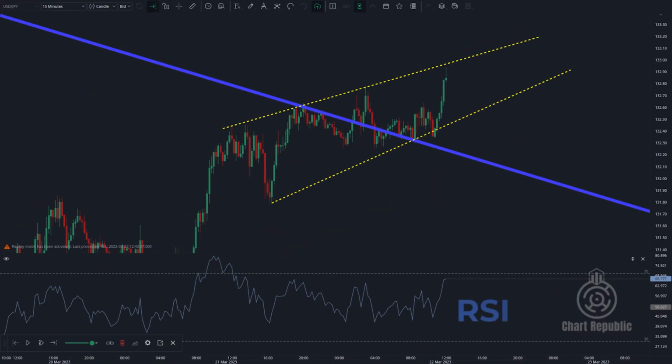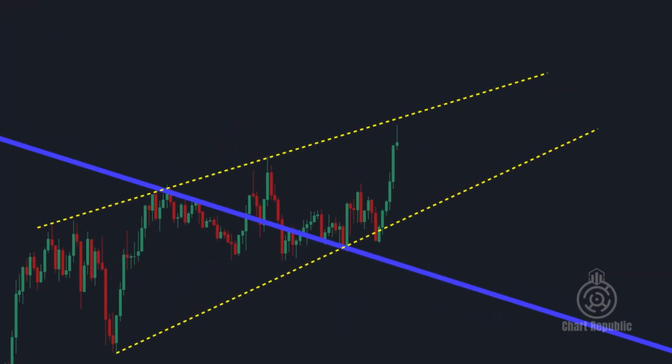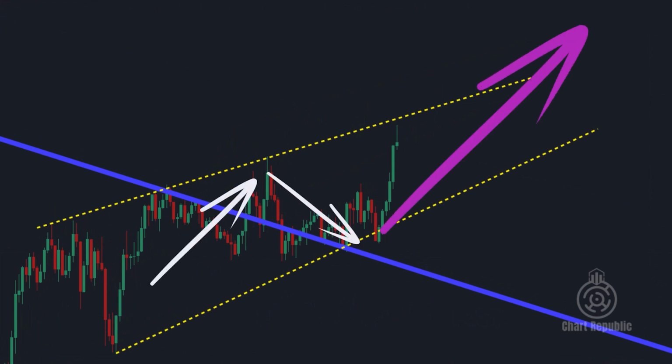If you'd like to enhance your analysis, consider adding the RSI indicator to your chart. Pay particular attention to any divergence between the price and the indicator, which is distinctly noticeable in this situation. Taking a look from the perspective of less experienced traders, they could misinterpret the trendline break as a signal to initiate a long position, assuming the previous trend will persist.